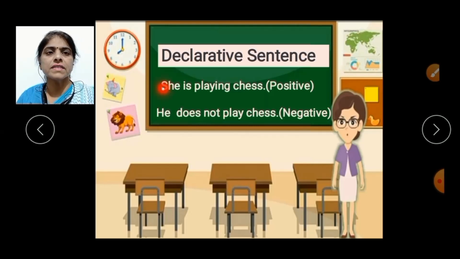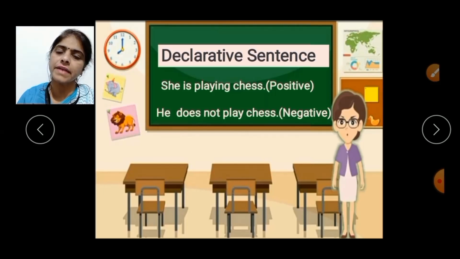The first one is, she is playing chess. As you can see, this sentence is giving positive meaning. Now let's have the next one. He does not play chess. You can see here, this sentence is having not. So this sentence is giving a negative meaning. So here we can say that a declarative sentence can have a positive as well as a negative meaning. They can give both kinds of meanings, positive and negative.